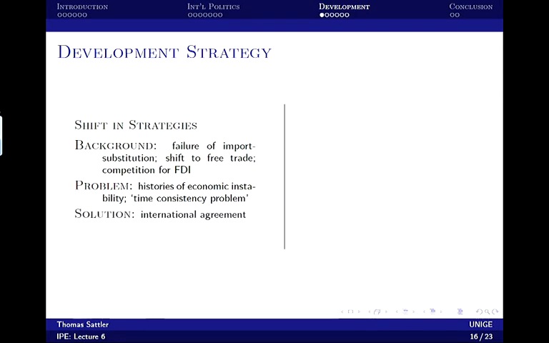And the solution here is that you form an international agreement that solves this time consistency problem. You lock in a policy and you increase the cost. You tie your hands, that's what it's called. You increase the cost of changing this policy ex post. So your promise is now more credible because the firm understands that you have a high cost of cheating and changing a policy once they have invested in your country.